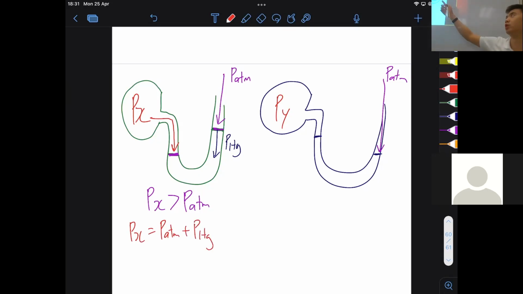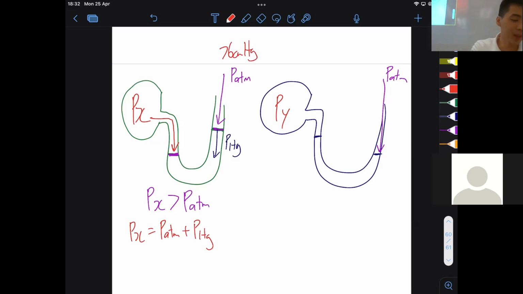Who here remembers what the pressure of the atmosphere is in terms of mercury? How many cm is atmospheric pressure? Good, excellent. You deserve it. So this is supposed to be 76 cm, 76 cm worth of mercury.